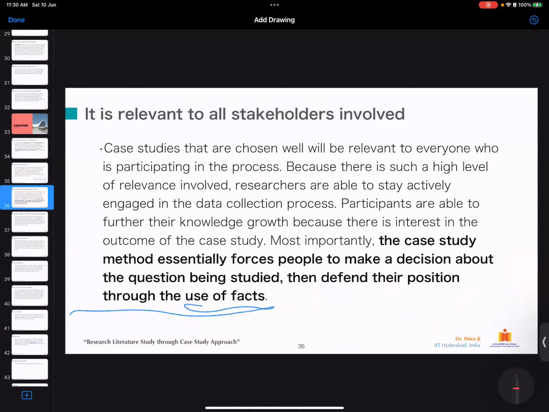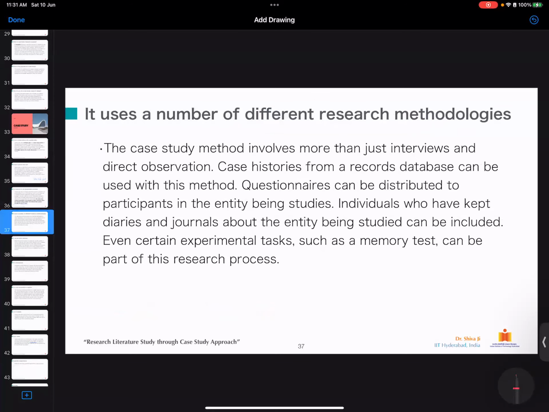It is relevant to all stakeholders involved, since in any such example there are a number of people who are involved. So it involves them in the study itself, and you can interview, interact, and derive data using all of those sources. So this is also one of the advantages.